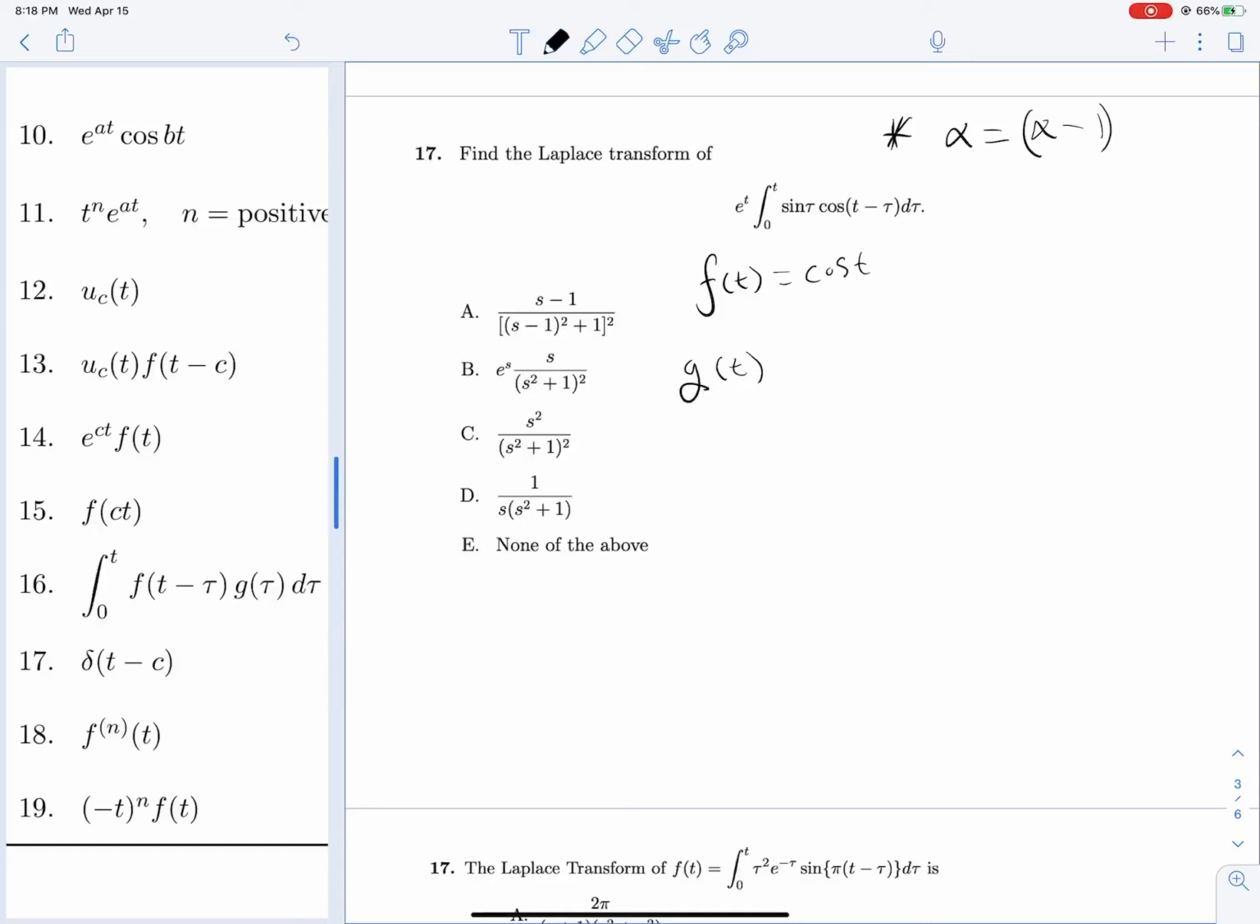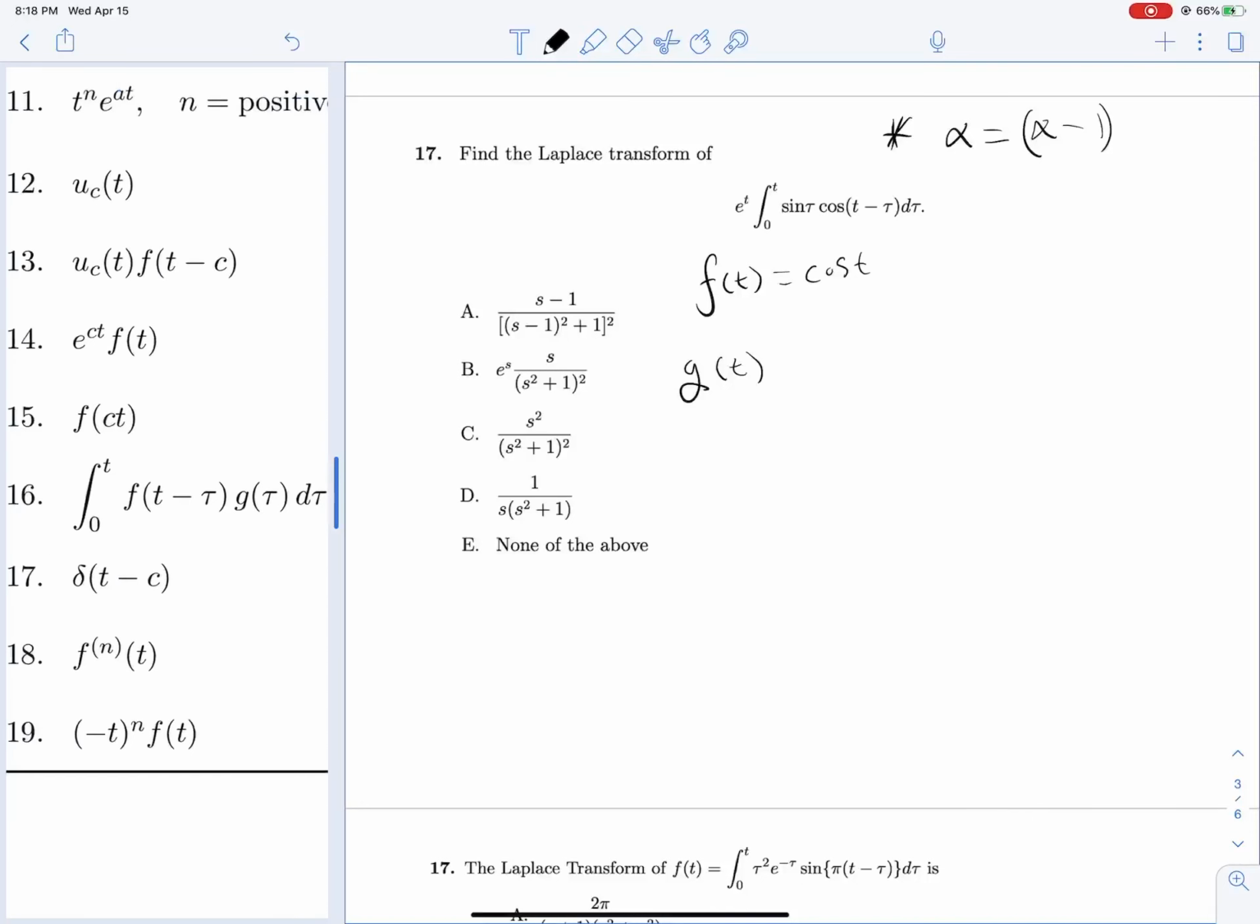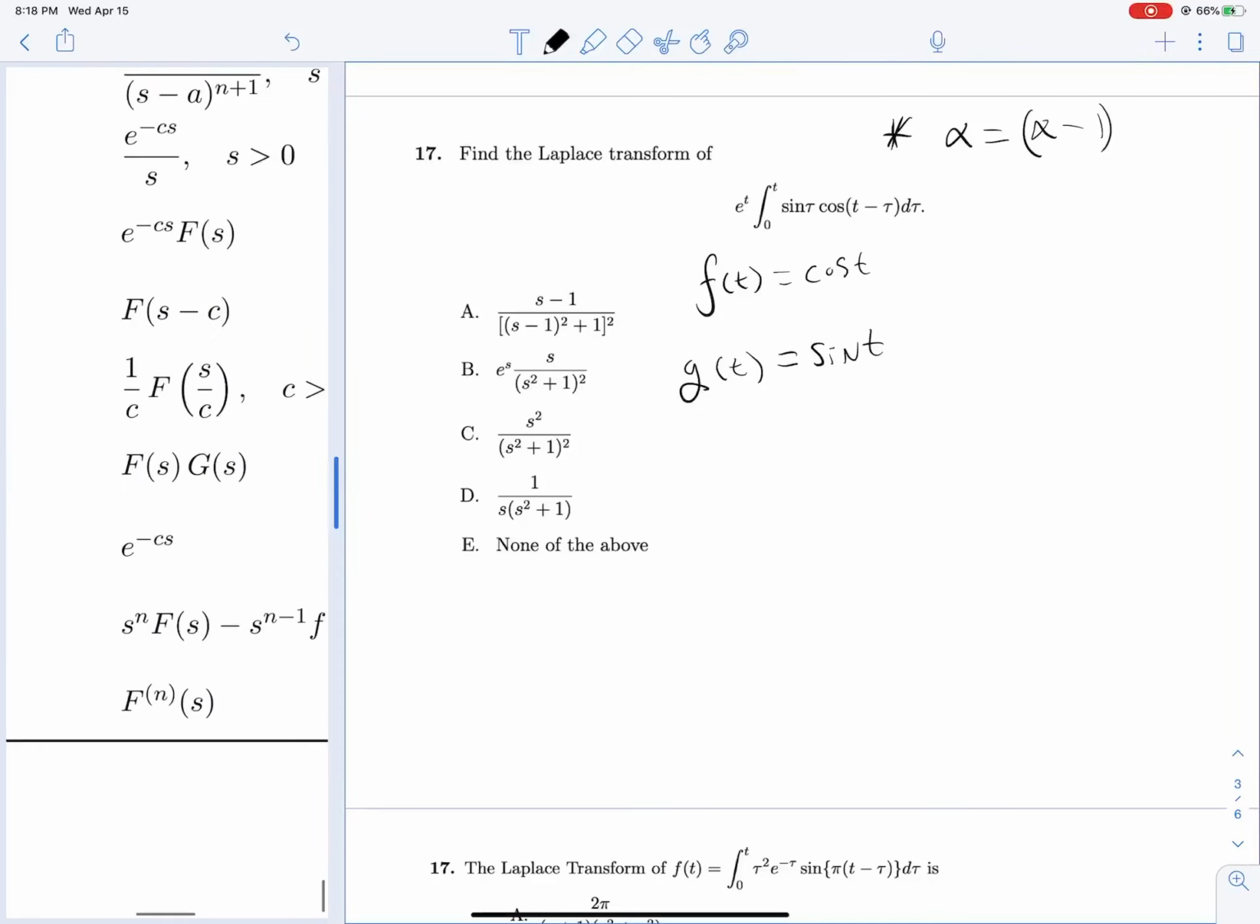g of t is just our g of tau term in here, so that's sine of tau, so g of t is sine of t. And this gives us the product of the individual Laplace transforms of both of these. The Laplace transform of f of t will give us alpha over alpha squared plus 1, and the Laplace transform of, gotta keep the same pattern here, g of t will give us 1 over alpha squared plus 1.